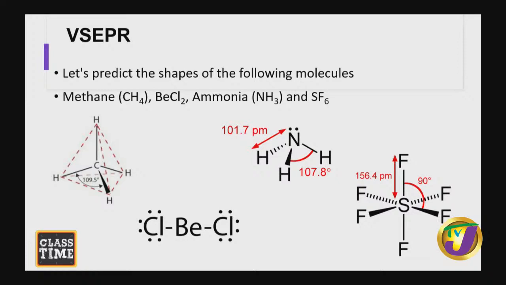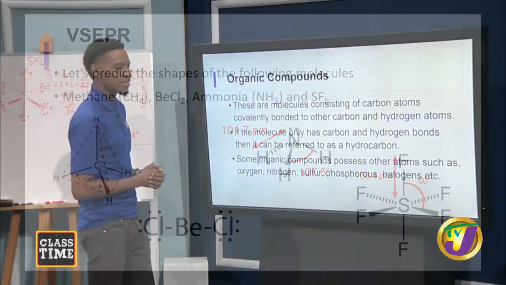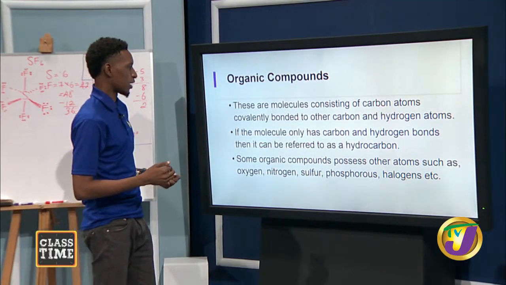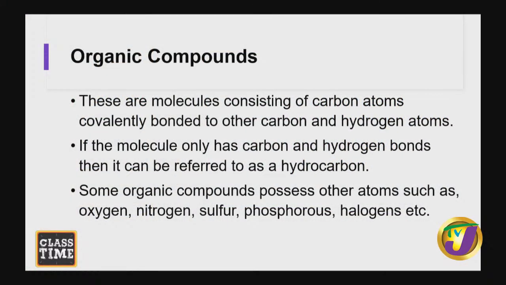And just to note, you guys should remember the shapes and the bond angles of these molecules. Now, let's get into the shapes of organic compounds. Now, what is an organic compound? An organic compound or an organic molecule is a molecule consisting of carbon atoms covalently bonded to each other. And it also has carbon atoms covalently bonded to hydrogen atoms. If the molecule only has carbon and hydrogen bonds, then it can be referred to as a hydrocarbon. Some organic compounds possess outer atoms such as oxygen, nitrogen, sulfur, phosphorus, and halogens.